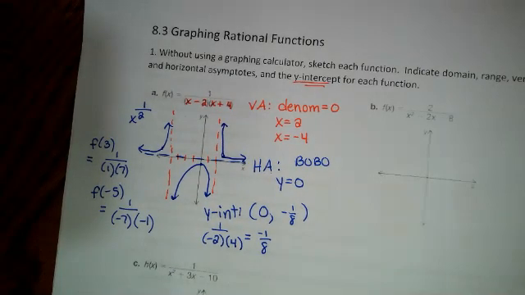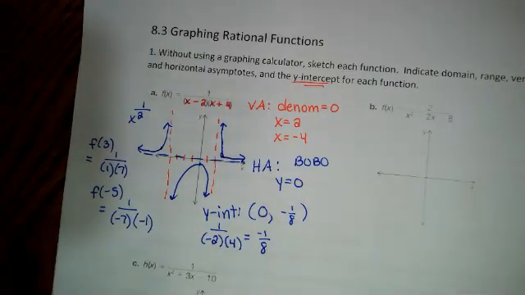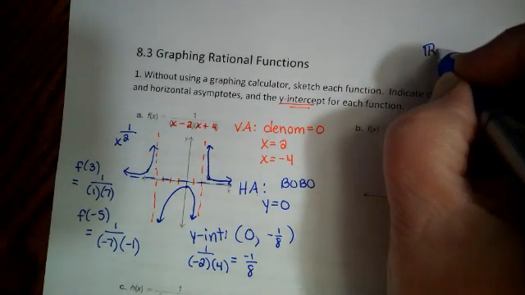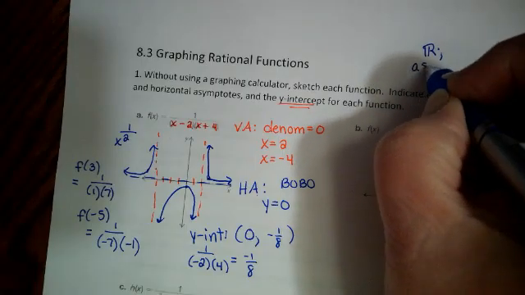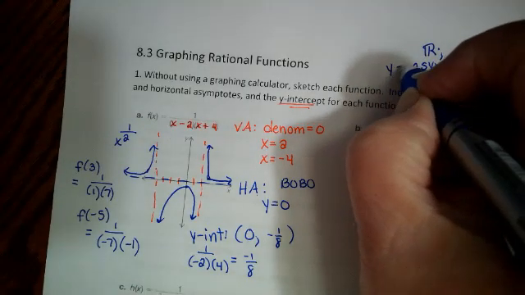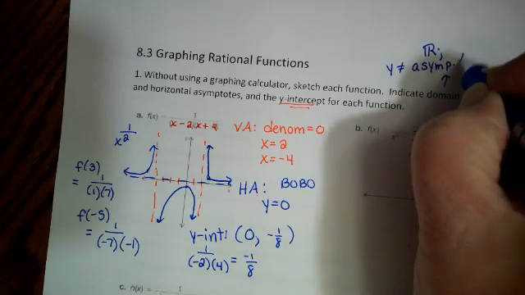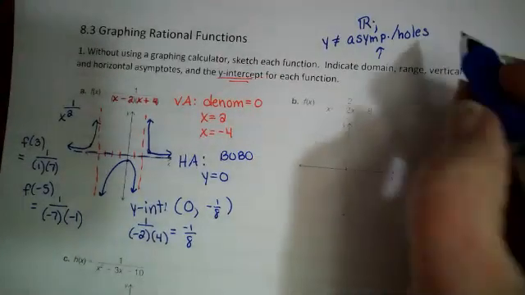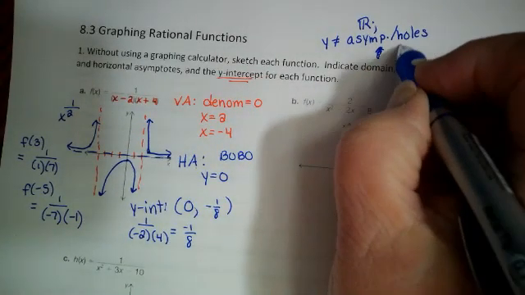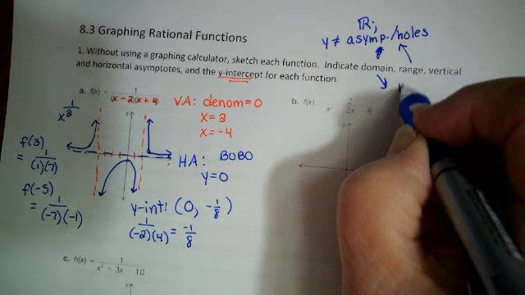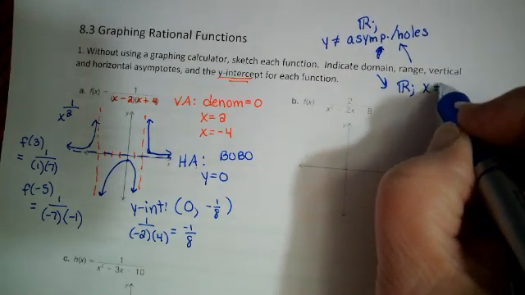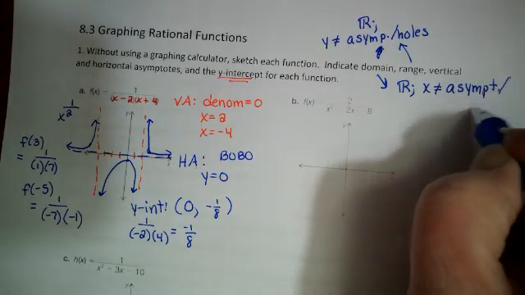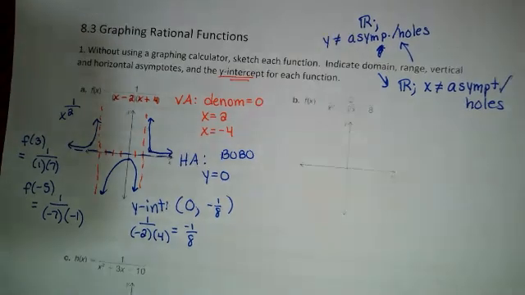There's always something there. So to answer this question, we want a domain and a range. Your domain is going to be all real numbers except for asymptotes and holes. Y does not equal asymptotes and holes. Now, we haven't learned about holes yet, so hold on to that. The same thing happens, that is your range. Your domain is all real numbers, but x cannot equal asymptotes or holes. And again, we will learn about holes here in a little bit.